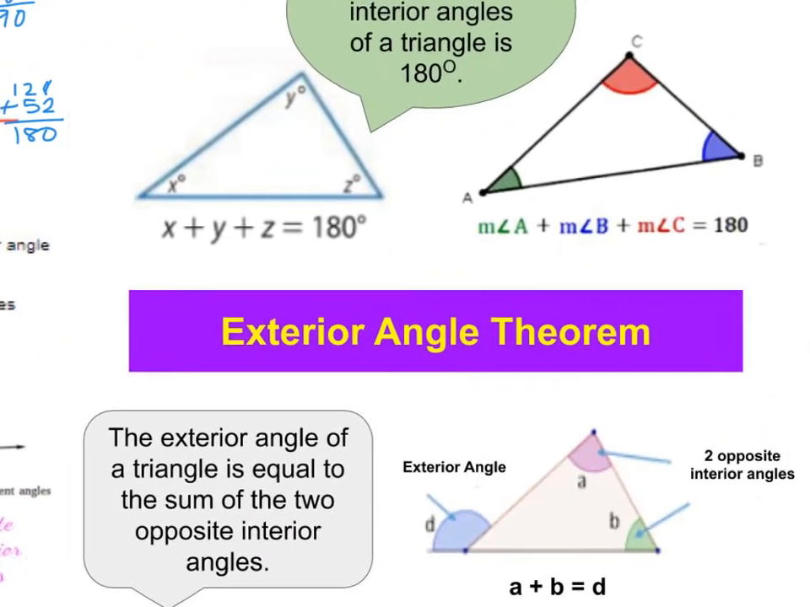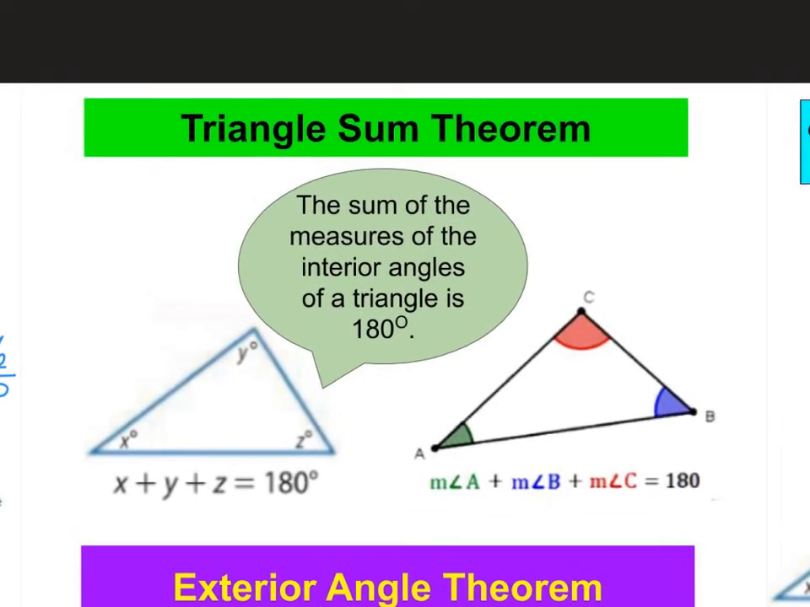Now let's see what we've got here. We've got two different theorems. One of them is the triangle sum theorem. That theorem says the sum of the measures of the interior angles of a triangle is 180 degrees. So when you add the three interior angles together, angle X plus Y plus Z is equal to 180. Or you may see it written this way, which is why I put these two different diagrams: measure of angle A plus measure of angle B plus measure of angle C. Either way, they equal 180 degrees. That's something you've seen before.